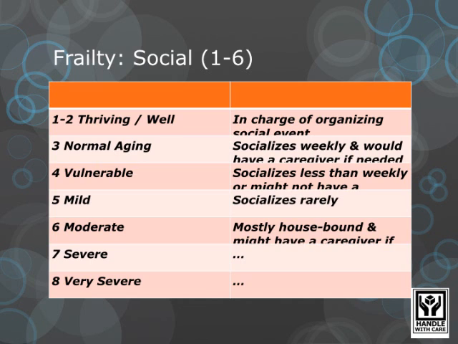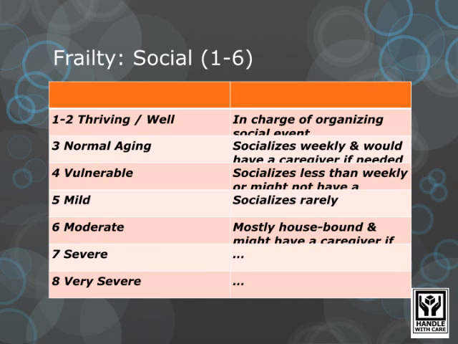in charge of organizing social events. So they can do Christmas dinner, no problem. They've got the list. They send out who's going to bring what. They do the whole thing. Normal aging, they socialize weekly, and if they needed to have a caregiver, one would be available. If they're vulnerable, they're socializing less than each week, and they may not have a caregiver available if it's needed.